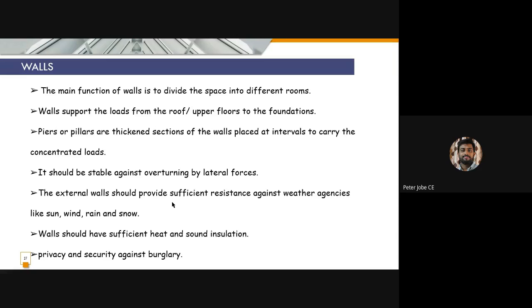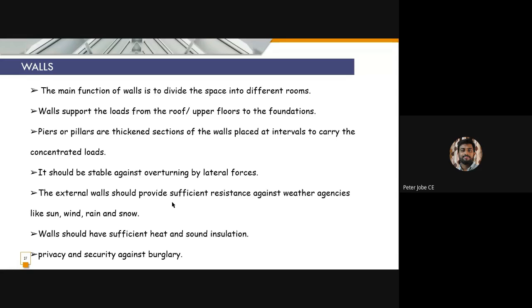So the main function we might say is to divide a space, and in many cases, for small buildings, the walls will be constructed as load-bearing walls, and for very large buildings, we will not provide walls as load-bearing structures. We will just provide walls to divide our space. So the loads will be carried by the pillars or columns or piers. You need to understand that nowadays in construction we are not providing walls as a load-bearing structure, because if you provide walls as a load-bearing structure, it may not be stable against earthquake load.